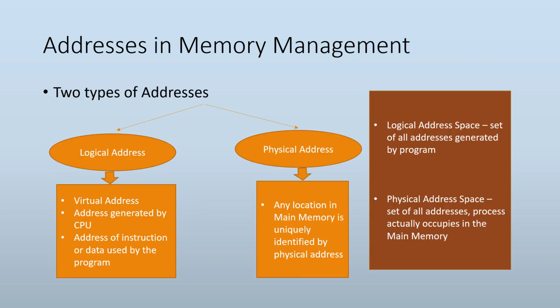Addresses in memory management: first is the logical address and second is the physical address. So this logical address is the virtual address. This address is generated by the CPU. It is the address of instruction or data used by the program. Here we are saying it is a virtual address, which means it is not the actual address. The actual address is the physical address. This is any location in main memory which is uniquely identified by the physical address. So any process which is present in the RAM has an actual address, and that address is the physical address. Otherwise, the address given by the CPU was the logical address.